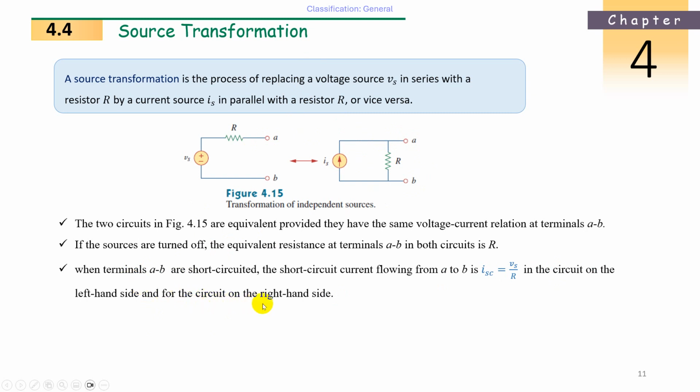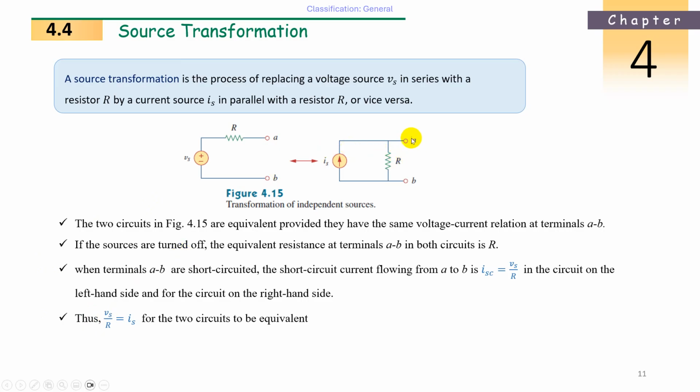And on the right hand side also the same current, and this IS is given by the voltage across A and B, because in a parallel circuit the voltage is the same. So the voltage VAB divided by R is nothing but your IS, which is equal to ISC, and that is given by Vs by R. So what is Vs here? This one, Vs by R. So Vs by R is nothing but the source current.